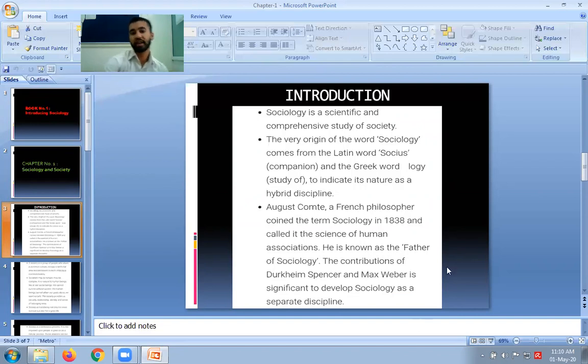Okay, so next line. The very origin of the word sociology comes from a Latin word. Look, you have to see my cursor. Where my cursor is going, I'm going along with the lines and reading along. So you have to remain vigilant and attentive in the class to know what I'm trying to make you understand. I hope you understood the first point, that it is a scientific and comprehensive study of society. Then we're going to understand the origin.